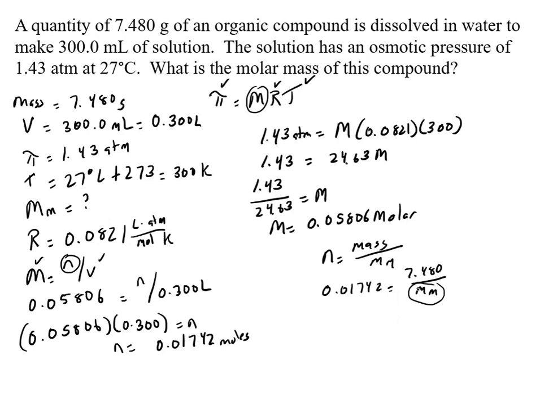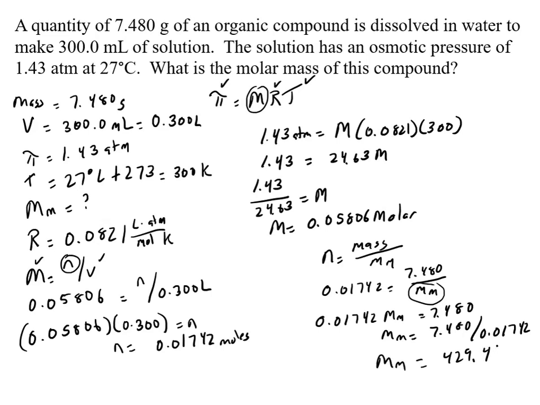And so the first thing when my unknown is on the bottom is to multiply both sides by the bottom. So it's 0.01742 times molar mass is equal to 7.480. So molar mass is going to be 7.480 divided by 0.01742. And that gives me 429.4. And the answer for molar mass is grams per mole. Okay? And so that is my overall answer. Okay, so that's using it with the formula that's given.